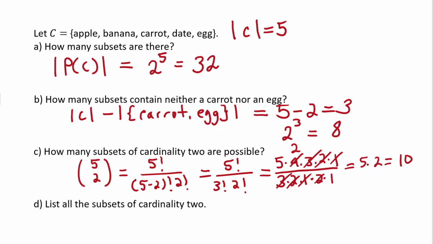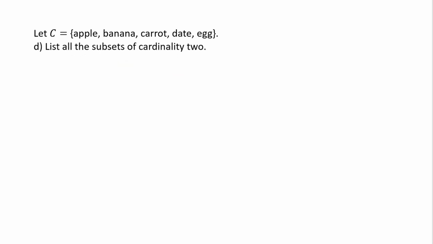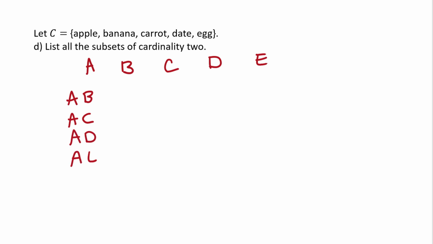And finally, part D, list all the subsets of cardinality 2. I'll use the letters A for apple, B for banana, C for carrot, D for date, and E for egg, and systematically select 2 starting at A. So we could have a subset that consists of A and B, moving over A and C, moving over A and D, and finally A and E.